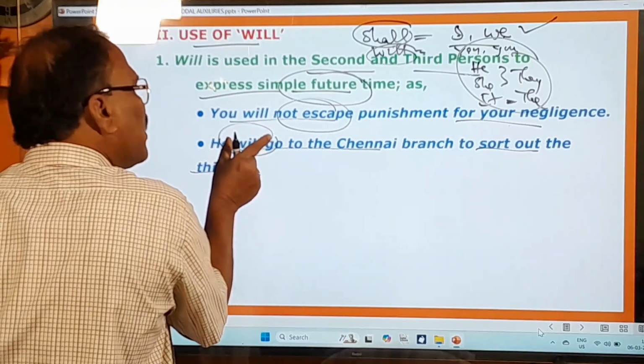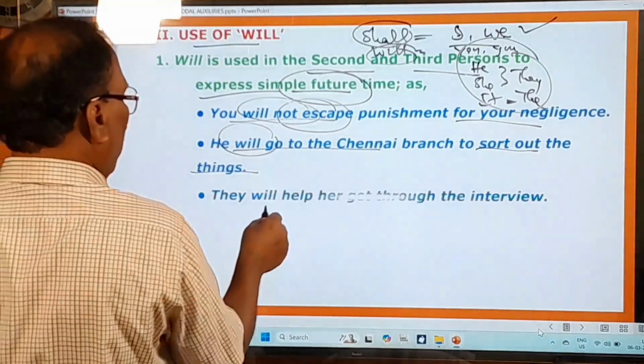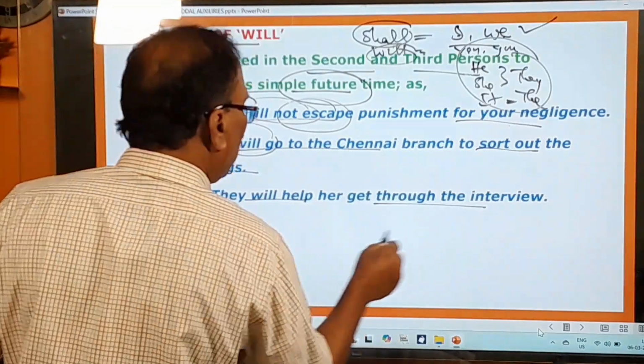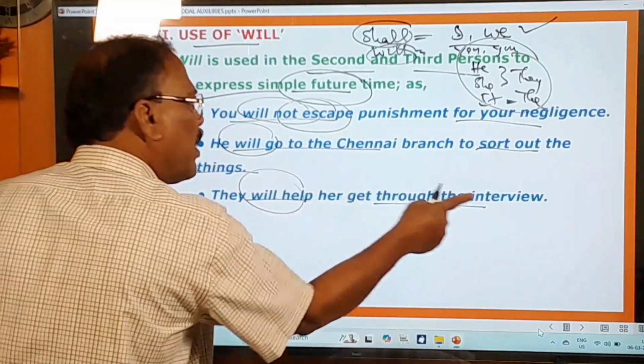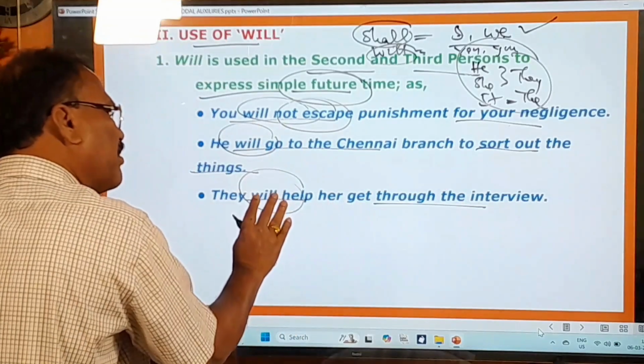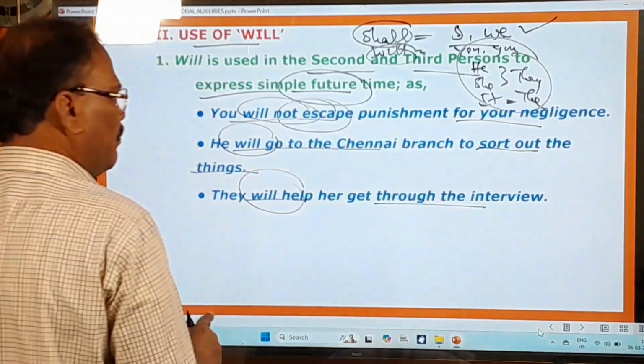Future time. This is indicating future time. And here they will help her get through the interview. So this is the future one. They are going to help her get through the interview. That is going to happen. This is not happening now. It is going to happen in the future.